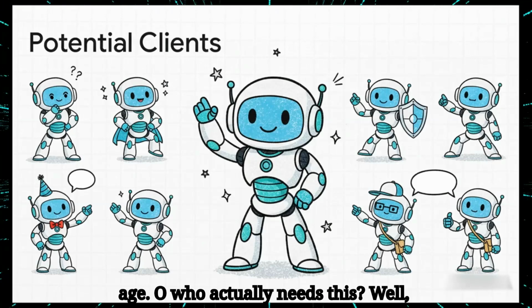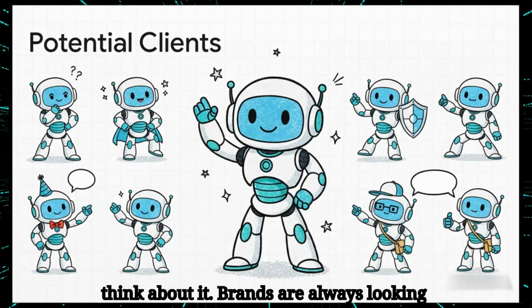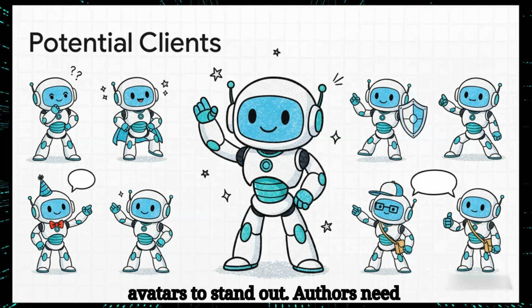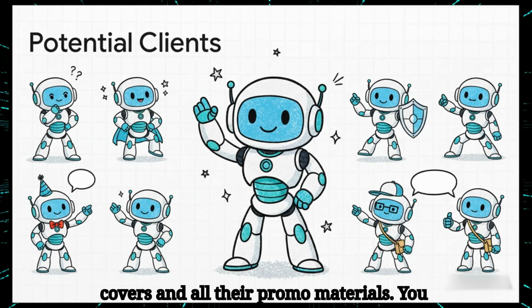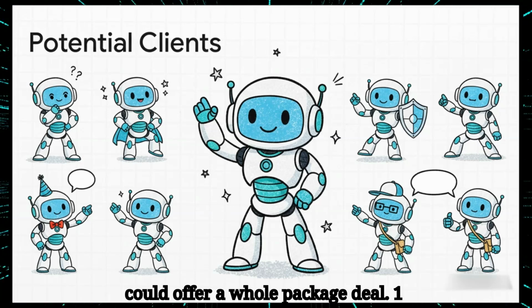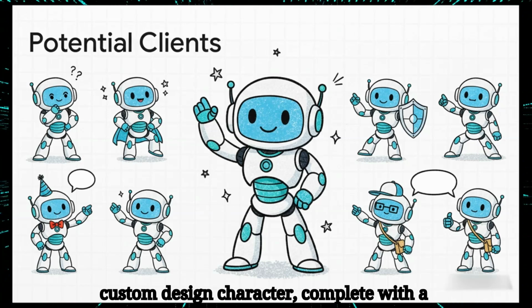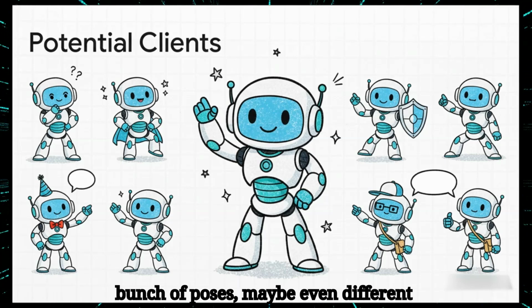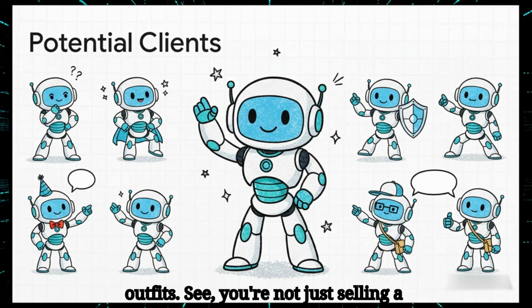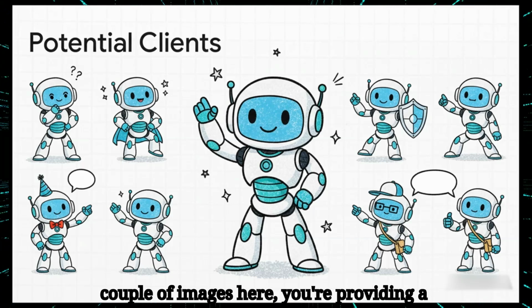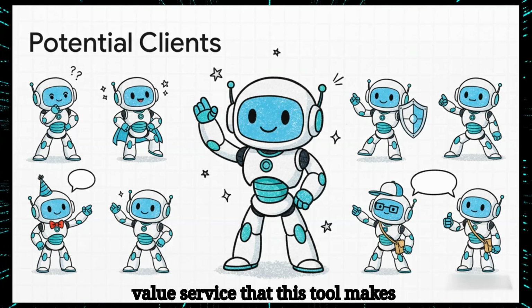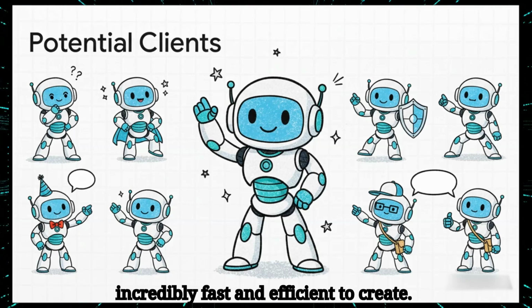So who actually needs this? Well, think about it. Brands are always looking for new mascots. Influencers need unique avatars to stand out. Authors need consistent characters for their book covers and all their promo materials. You could offer a whole package deal. One custom-designed character, complete with a full set of different expressions, a bunch of poses, maybe even different outfits. See, you're not just selling a couple of images here, you're providing a whole brand identity. That's a super high-value service that this tool makes incredibly fast and efficient to create.